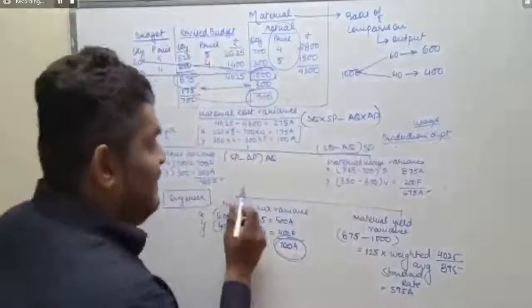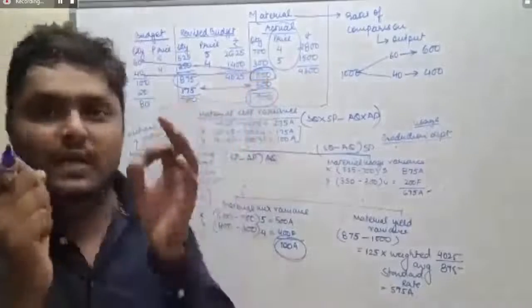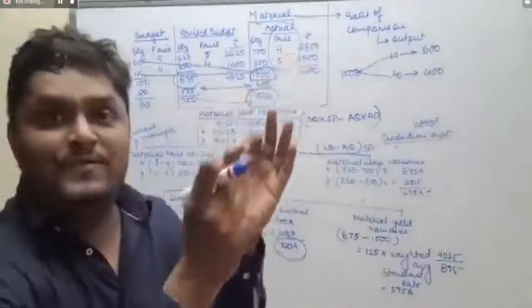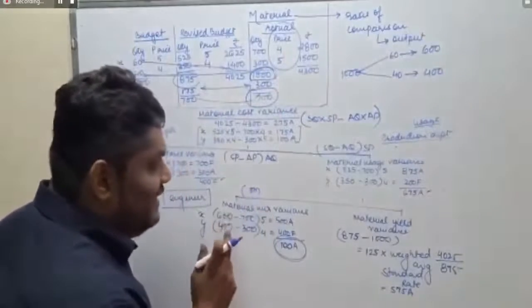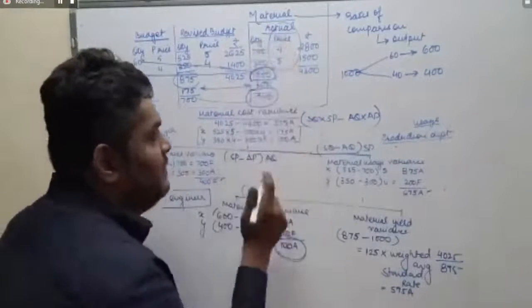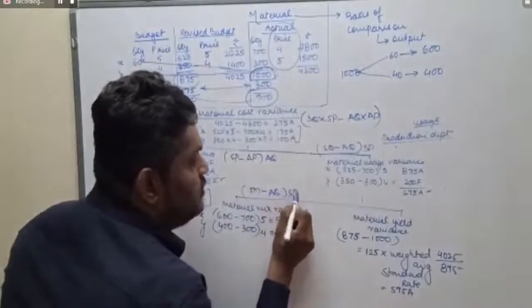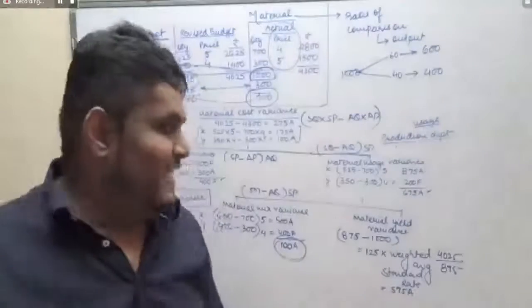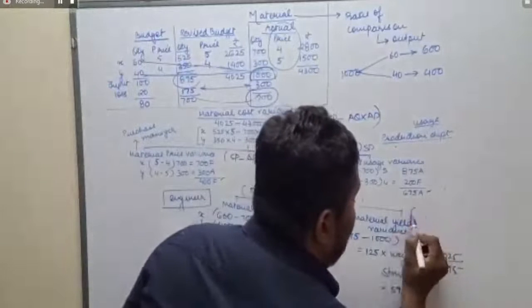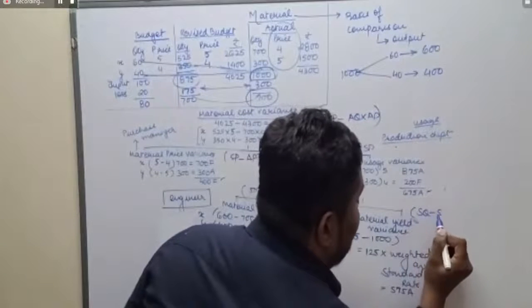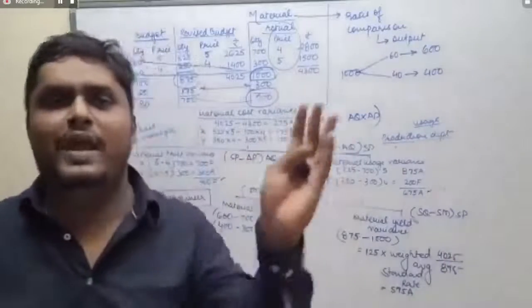And the last, mix variance. As explained, the 1000 input was supposed to be used in the ratio of 60 to 40. So this is the standard mix ratio. So it should be the standard mix minus what was the actual mix? 700 is to 300. That is the actual quantity into standard price. And as far as material yield variance is concerned, there is a formula given in the question wherein, material standard quantity minus standard mix into standard price. So you guys can apply the formula and solve the question.